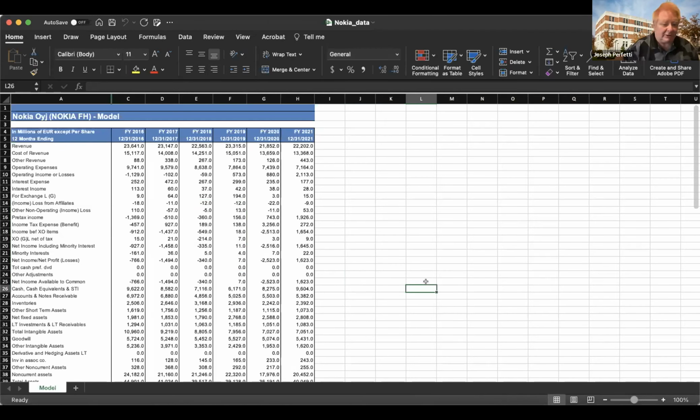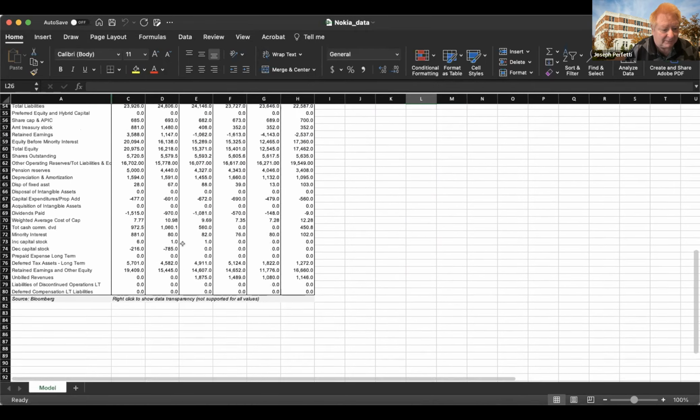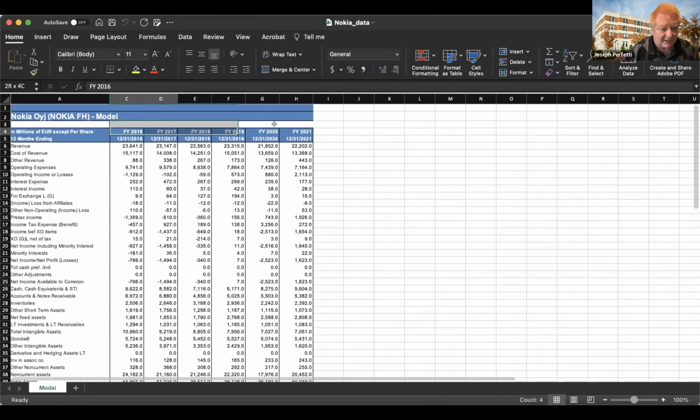All right, so as I said, you should have 2 files that you have downloaded. The first one is this one called Nokia Data. What this represents is historical income statement, balance sheet, and cash flow information for Nokia for 6 historical years.